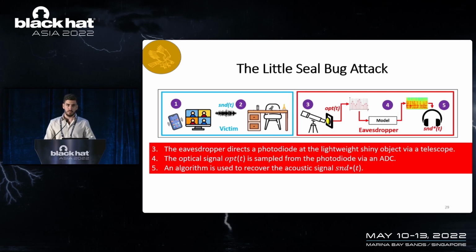In addition, we assume that there's an eavesdropper. The eavesdropper directs a photodiode at the lightweight shiny object via a telescope. The optical signal is sampled from the photodiode via an A to D converter. After that, an algorithm is used to recover the acoustic signal from the optical signal.